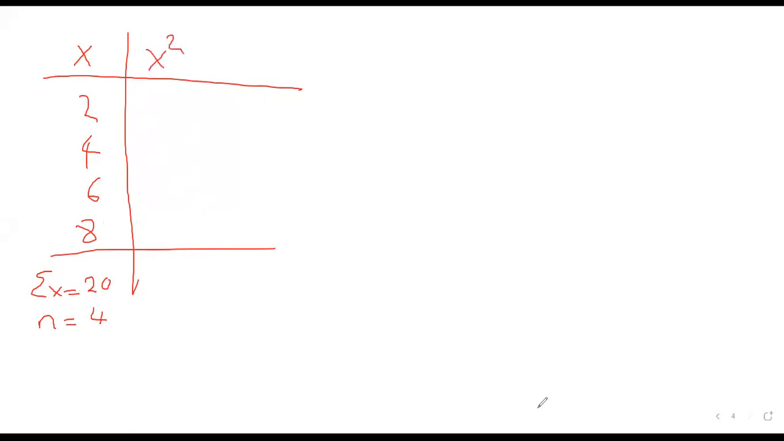And when you square these ones, let's square these. What do we get when you square these? 2 squared, 4. 4 squared, 16. 6 squared, 36. And 8 squared, 64. When we add this, it is called summation of x squared, which is 120.